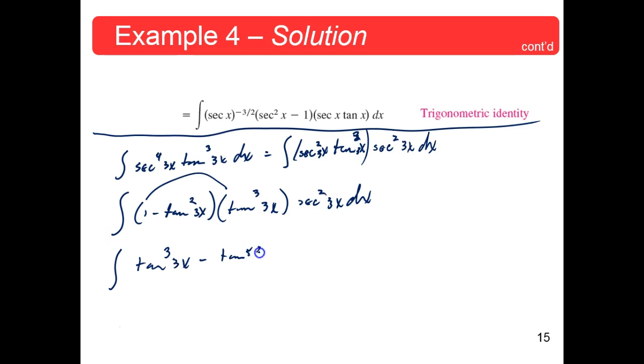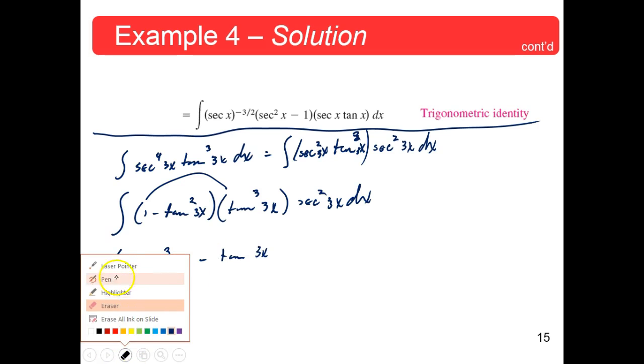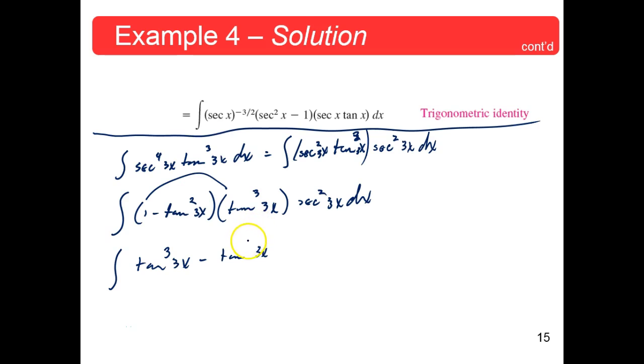I can't write 3x. That's supposed to be a superscript there. I can't get the pen to work. I'm clogging up for some reason. That was fifth, 3x. And this will be secant squared 3x. Okay. And now what do we do?